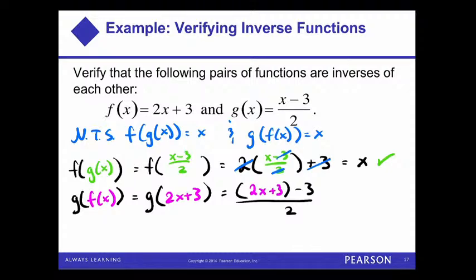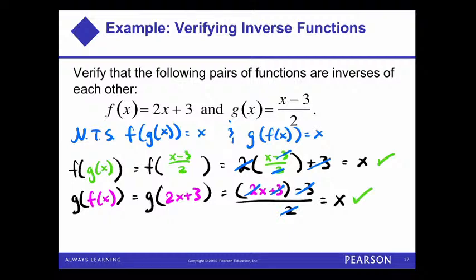So then from here, we can lose the parentheses. The plus 3 is canceled by the minus 3. And then ultimately, the 2 is divided by the 2, and we finish with our desired result. So now we've shown that f of g of x is x, and we've shown that g of f of x is x. So that's how we verify that two functions are inverses of each other.